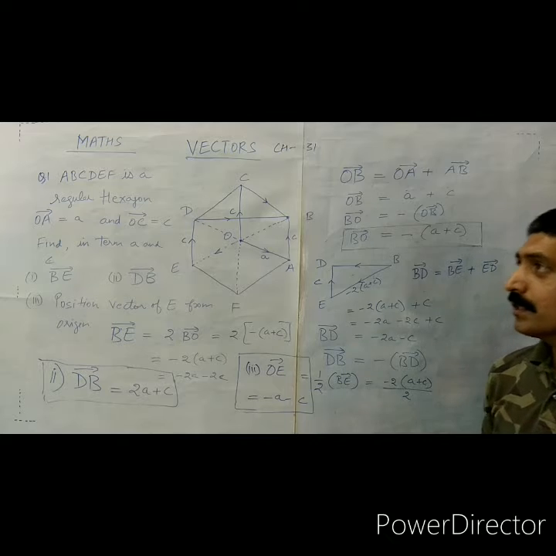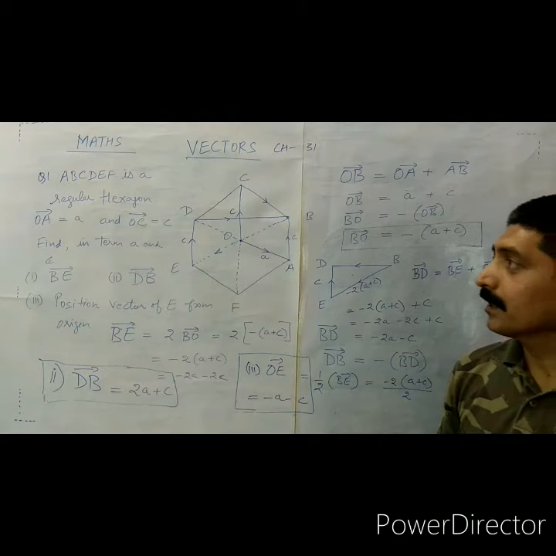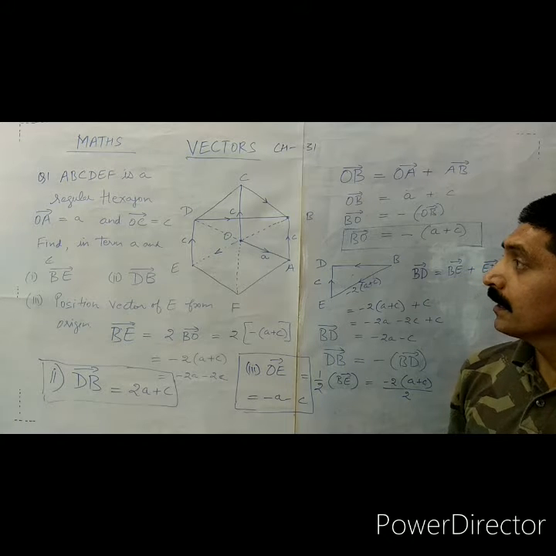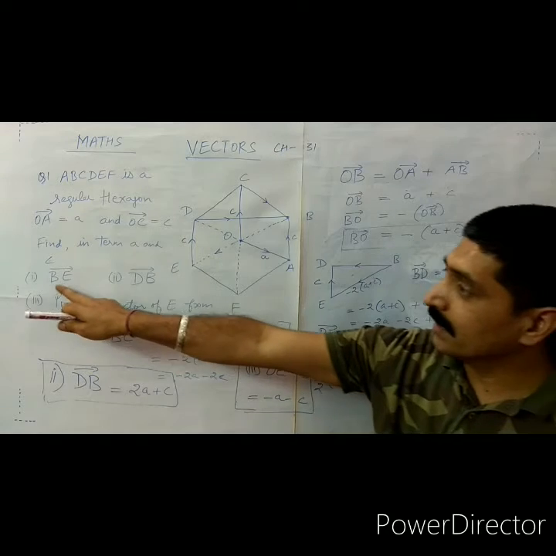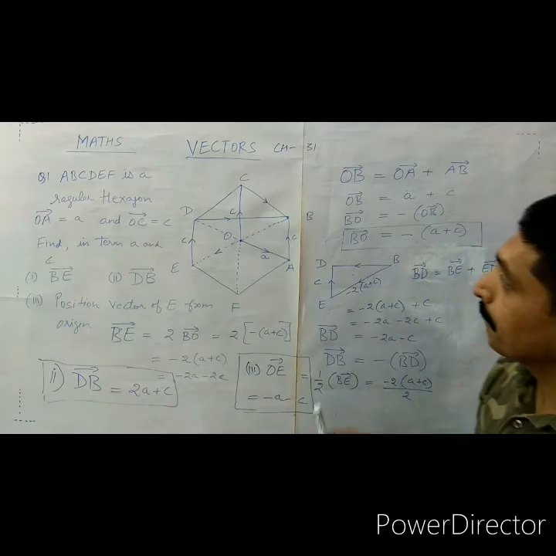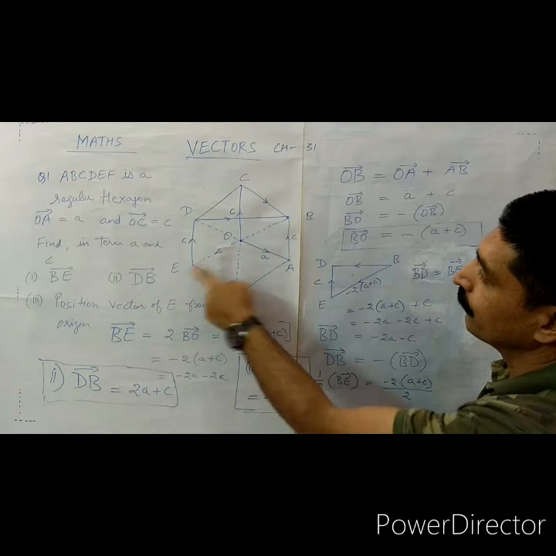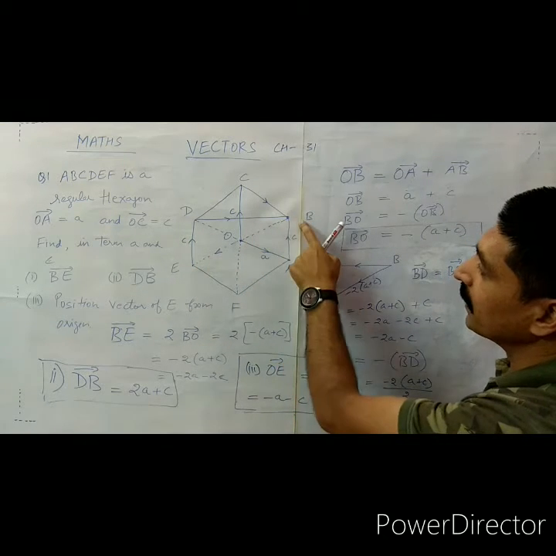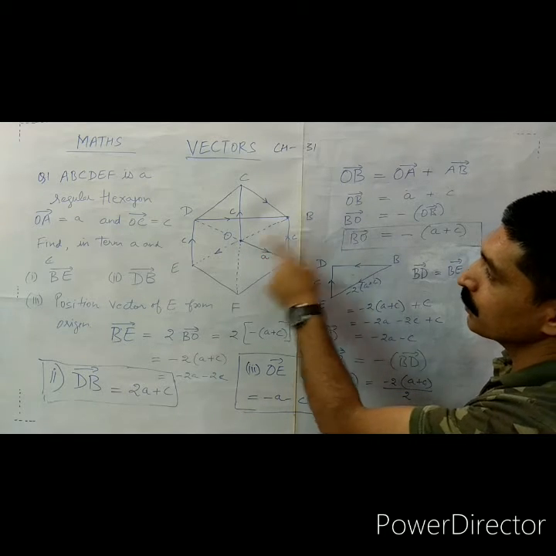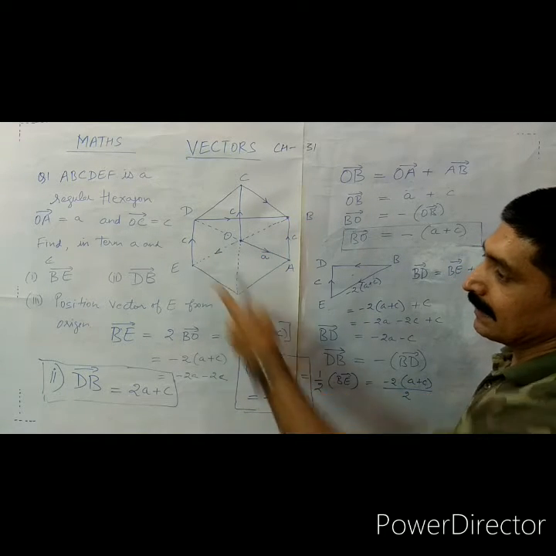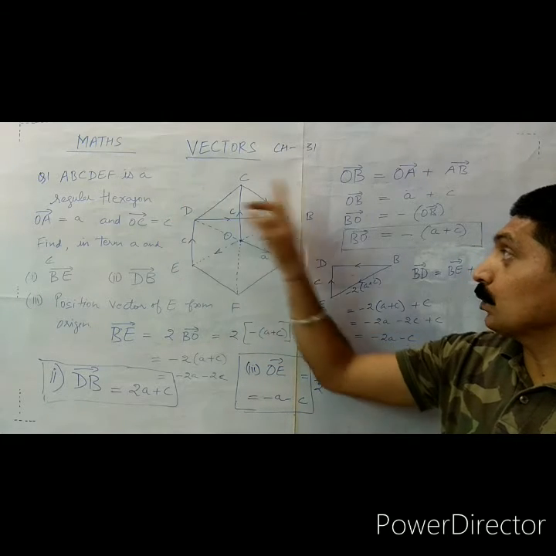So dear students, I hope the question is very clear, all the parts are very clear. So let's check once again. BE, B to E, we have to find first OB, negative of OB vector is BO and twice of BO is BE vector.